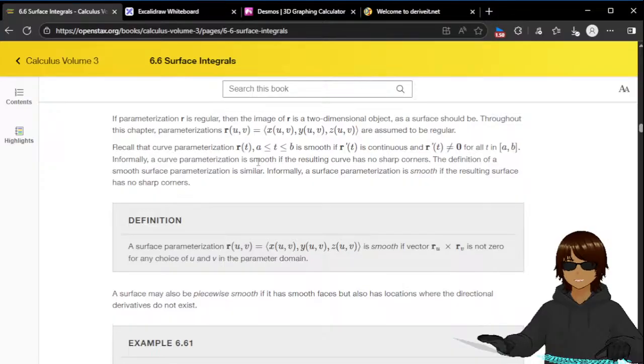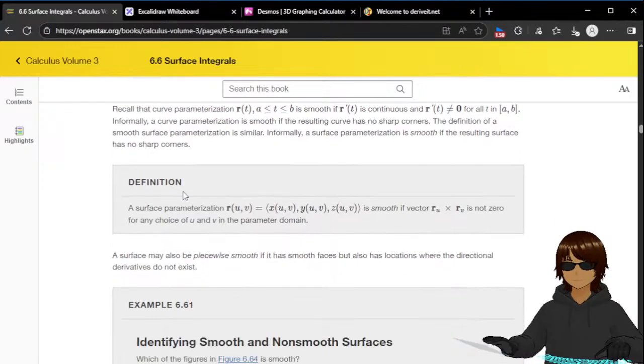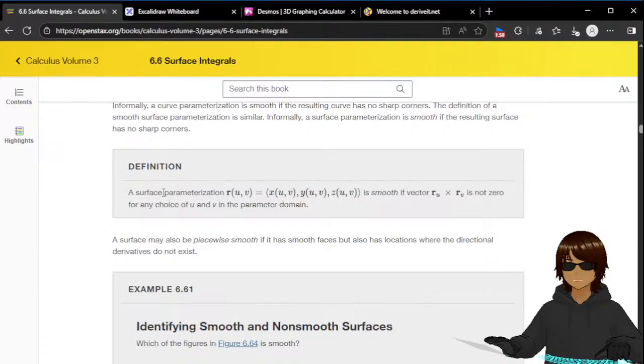Informally, a curve parameterization is smooth if the resulting curve has no sharp corners. The definition of a smooth surface parameterization is similar. Informally, a surface parameterization is smooth if the resulting surface has no sharp corners. Surface parameterization r(u,v) is smooth if the vectors r_u and r_v are not 0 for any choice (u,v) in the parameter domain.